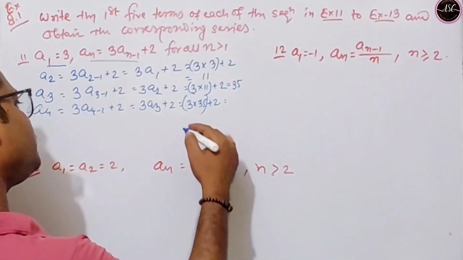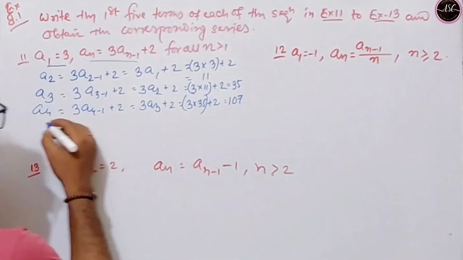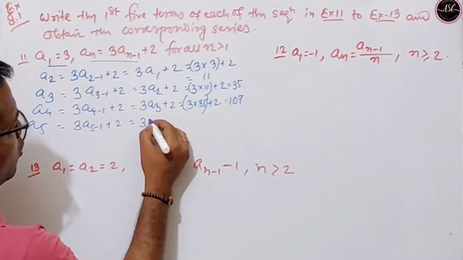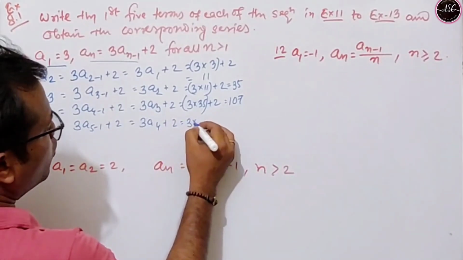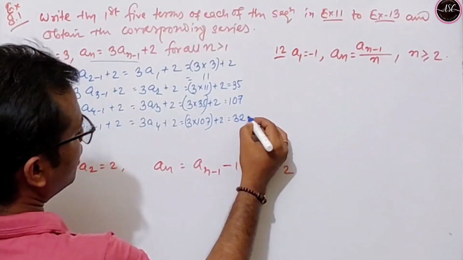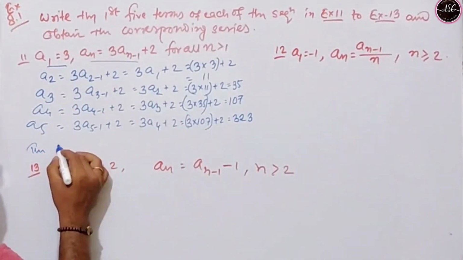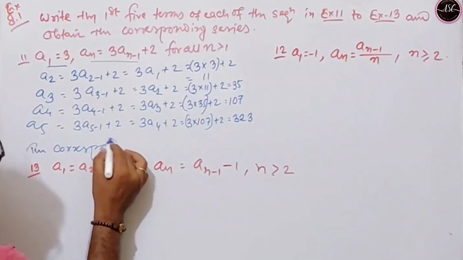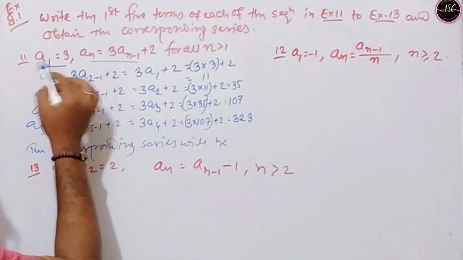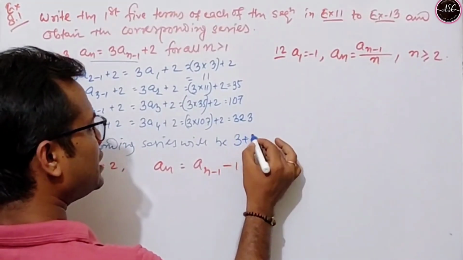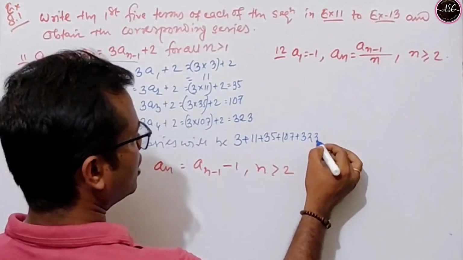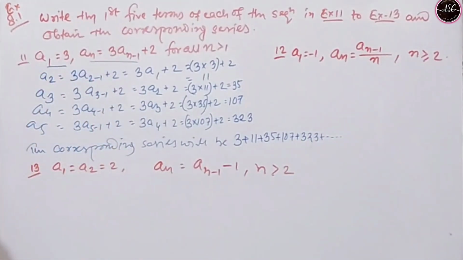Okay. So 107. And a5 equal to 3 into a5 minus 1 plus 2, that means 3 into a4 plus 2, that means 3 into 107 plus 2. So 323. So the corresponding series will be a1 equal to 3, so 3 plus 11 plus 35 plus 107 plus 323 plus up to dot dot dot. Okay.